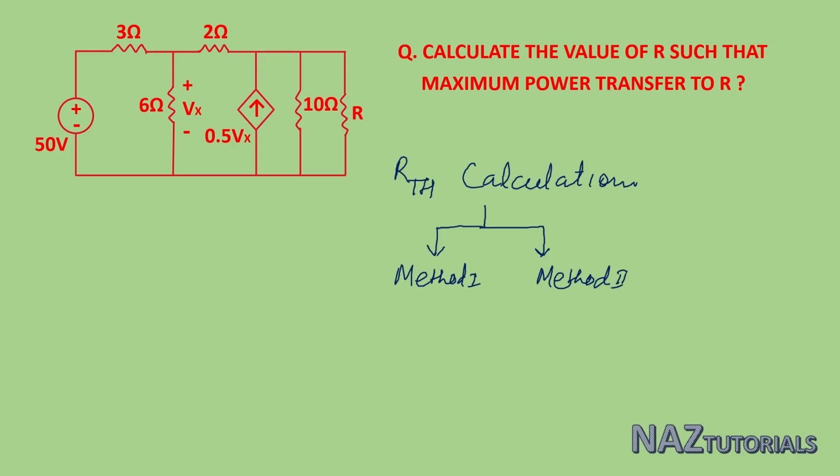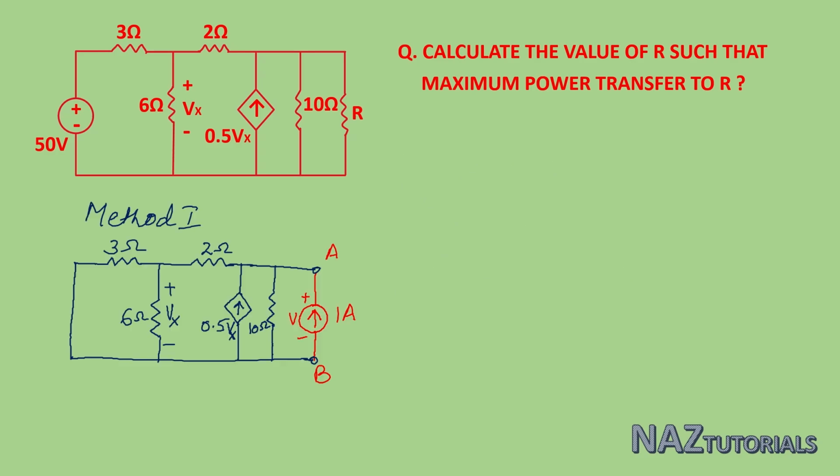In a dependent source circuit, RTH can be calculated by two methods. Method 2 was discussed in the previous example, where RTH is defined as open circuit voltage divided by short circuit current. Here in this example we use method 1.